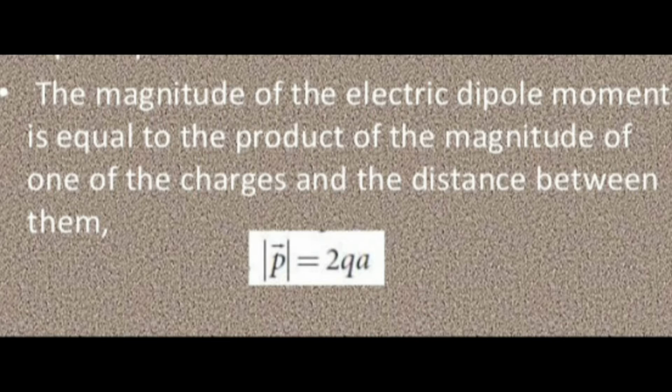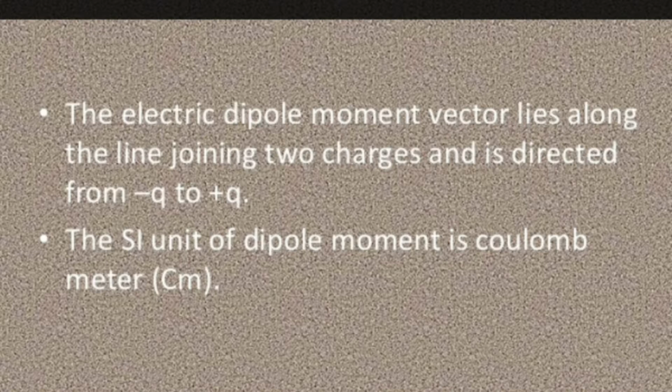That is, p is equal to 2aq. Here 2a is the length of the dipole and q is one of the charges. The electric dipole moment vector lies along the line joining the two charges and is directed from minus q to plus q. The SI unit of dipole moment is coulomb meter.